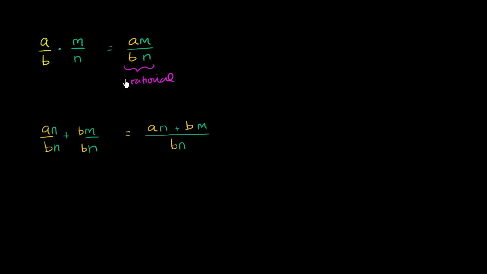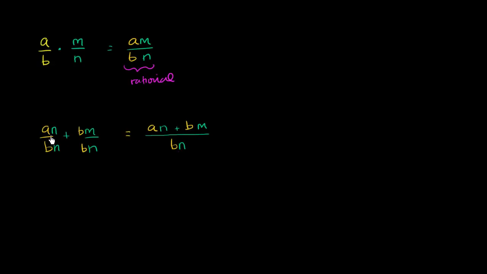So b times n we've just already talked about. This is definitely going to be an integer right over here. And then what do we have up here? Well, we have a times n, which is an integer. B times m is another integer. The sum of two integers is going to be an integer. So you have an integer over an integer. You have the ratio of two integers.